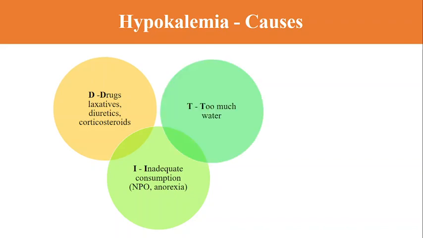Next is T. T stands for too much water. When there is more fluid inside the body, there can be dilutional hypokalemia. When water content is more, actually the potassium may be normal, but in correspondence to the water content, the serum potassium may appear to be low. That is called too much water in the body.